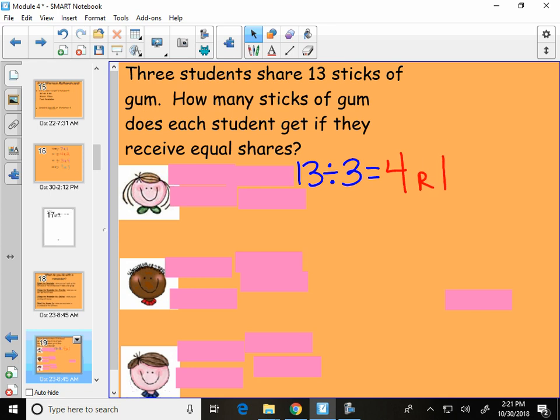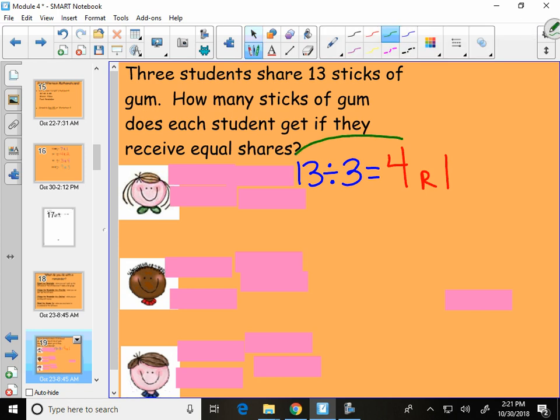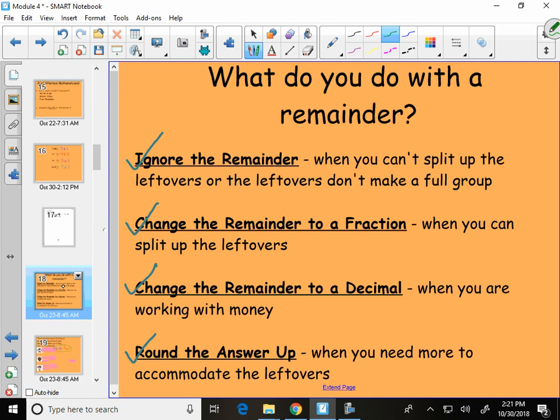And that's what this means, right? Everyone gets 4, and there's one left over. Now, mathematically, this is the answer. So this is our mathematical answer. But now let's talk about what we would do in real life. Would you throw that piece of gum away? Absolutely not. There is no way that fourth graders are going to ignore the remainder. So we're not going to do that first one.